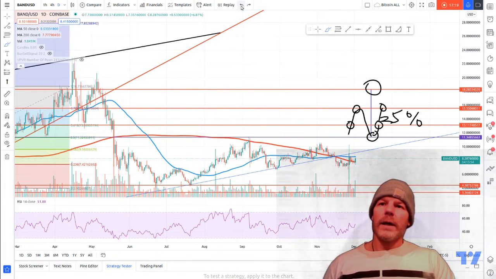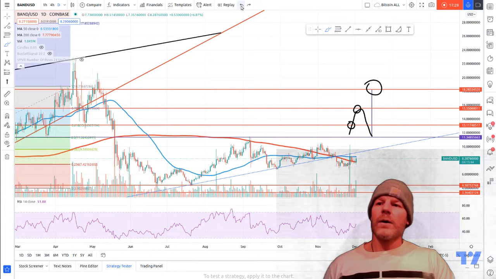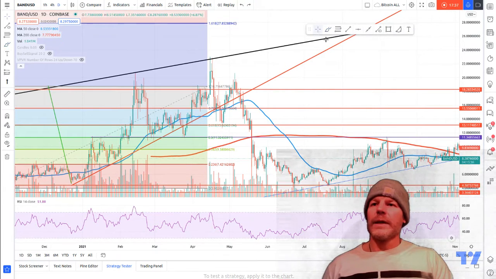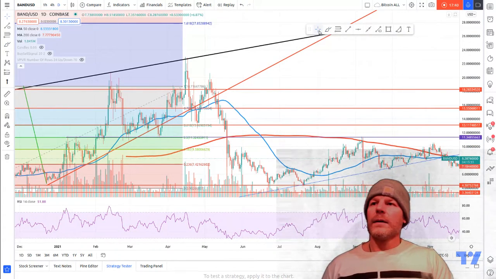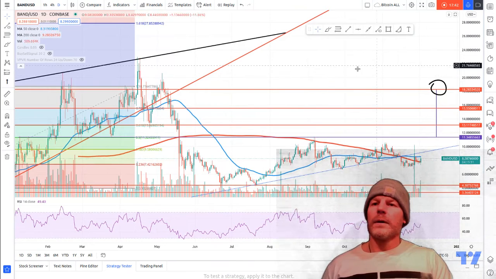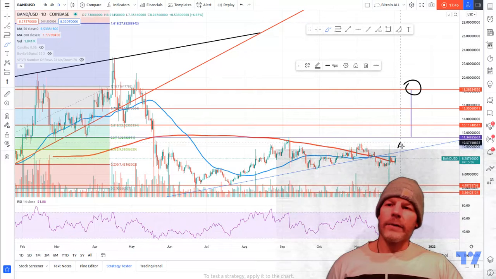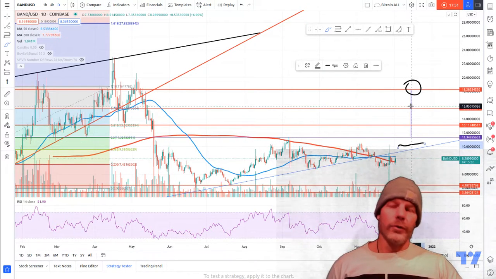So again, bottom line, our target is $18 on band, should we break to the upside of this triangle that I'm seeing, and that only comes into play if we enter back into the triangle in the first place. So we've got to get back in this triangle. Once we're back in that triangle, that's where you enter.